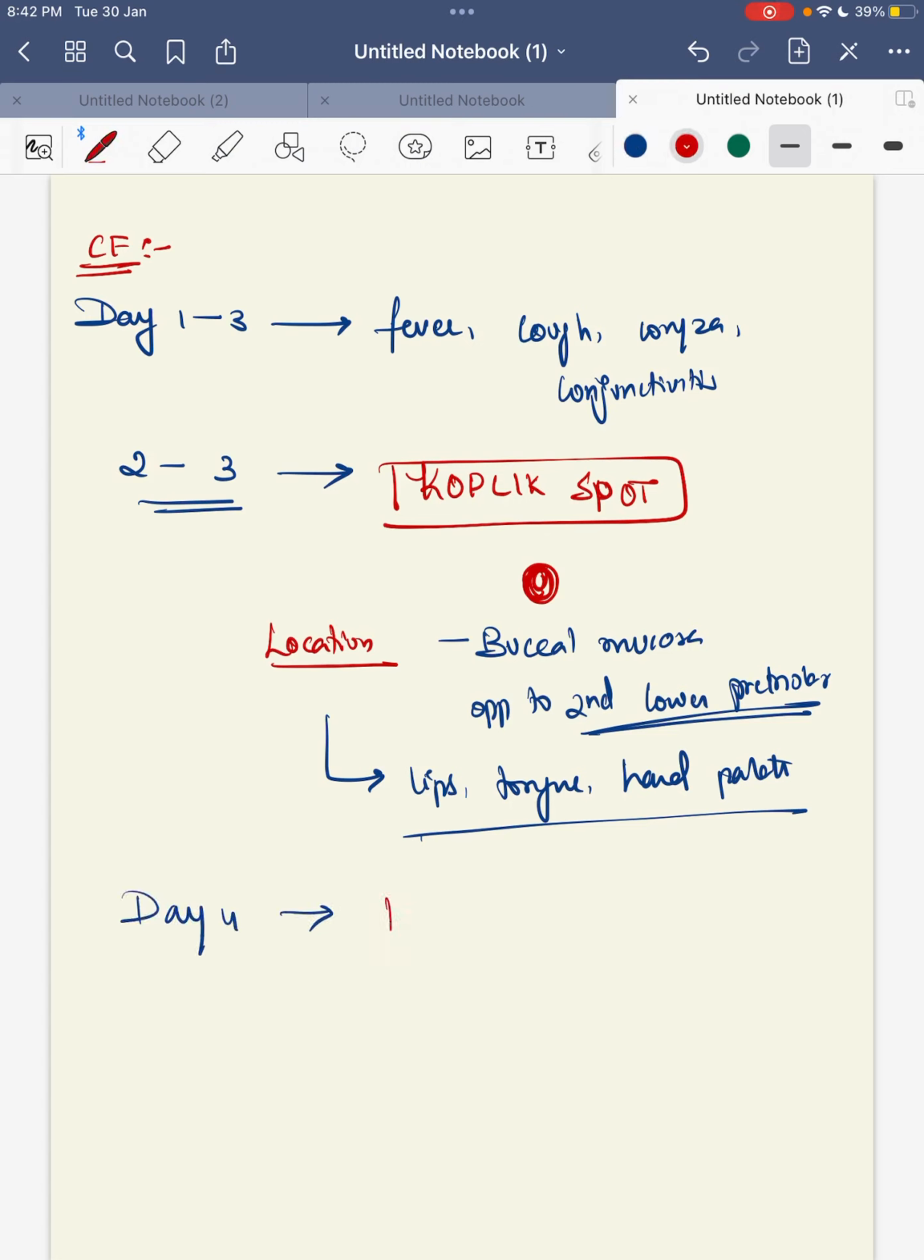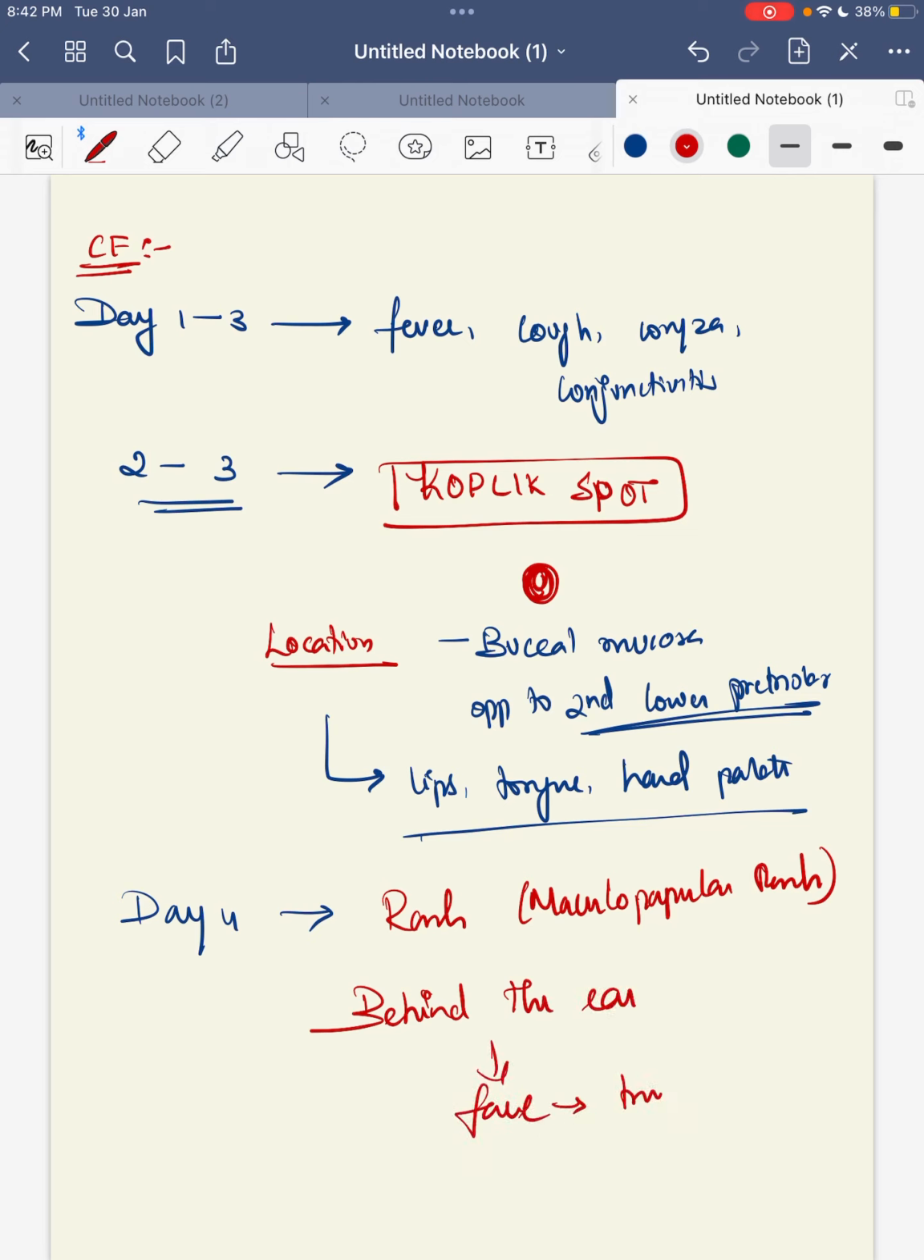Next, on day 4, your rash develops. The rash is called a maculopapular rash. How does it start? It starts from the face, mainly behind the ears. It starts mainly from behind the ears, then it spreads to the face, then to the trunk, then to your whole extremities. Okay, so this is about the sequence of your disease, the clinical features, how measles progresses. So onset of rashes is from day 4.